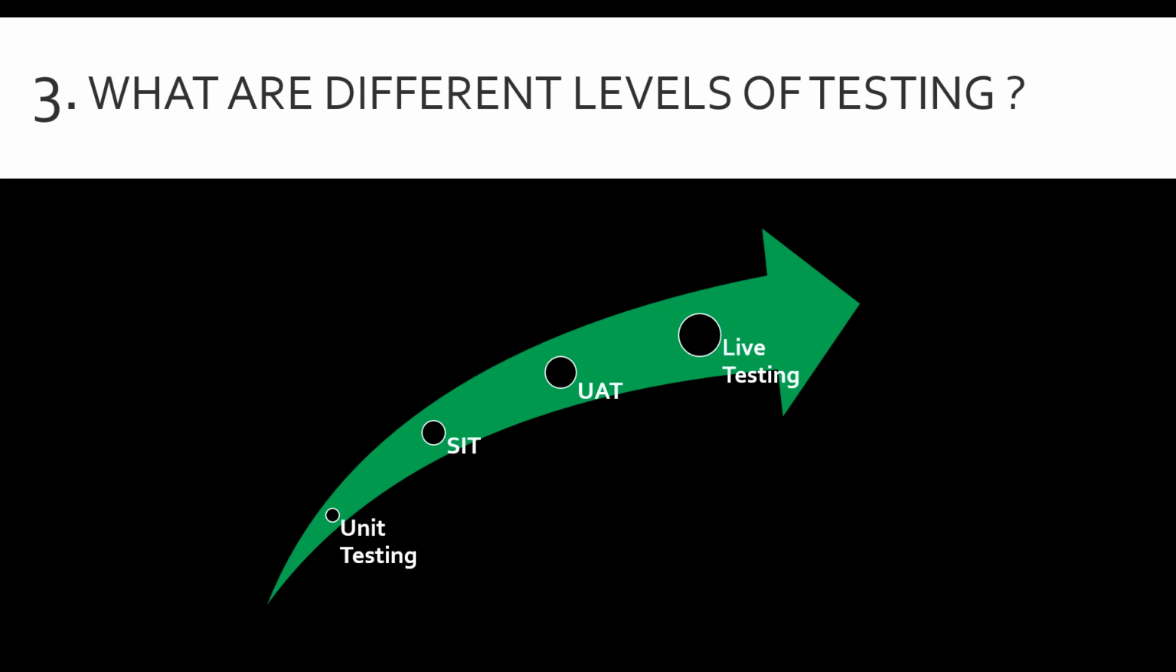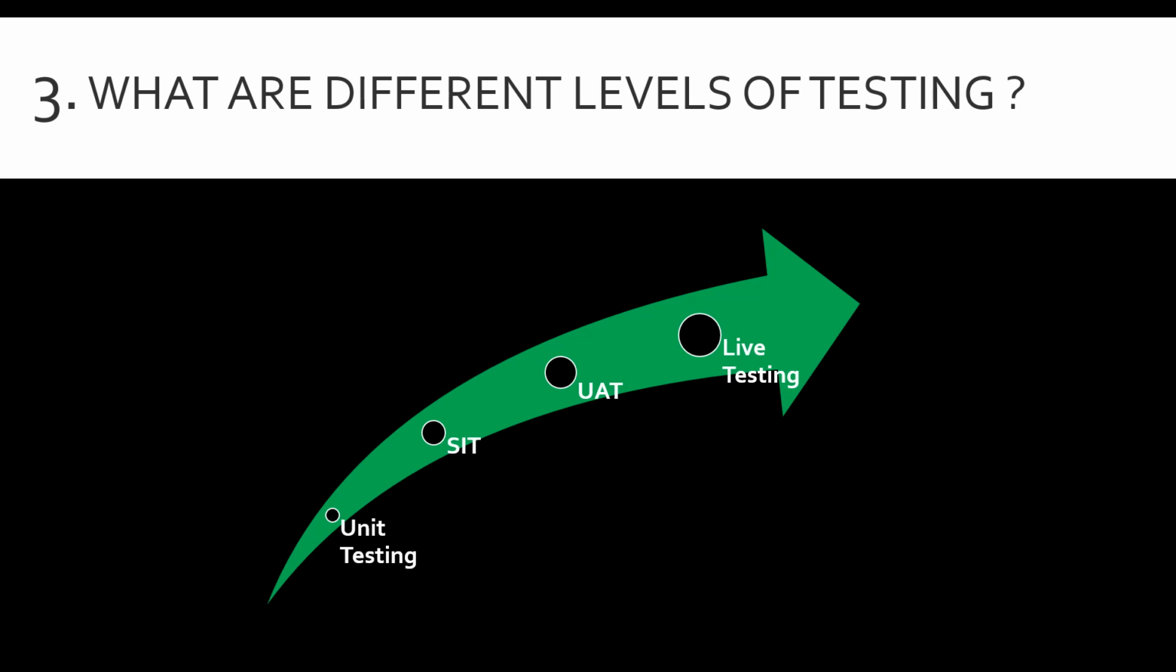The second level of testing is called SIT, or system integration testing. Once the unit testing is successful, the code is deployed to the SIT environment, and then the testers perform the system integration testing just to ensure the connectivity works, and all the test cases and test scenarios which are written against the requirement work well.